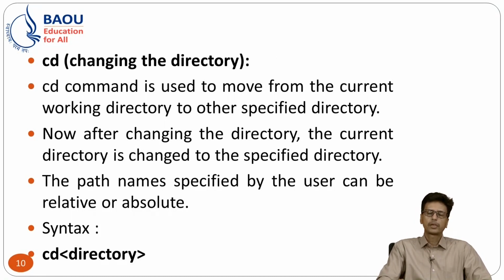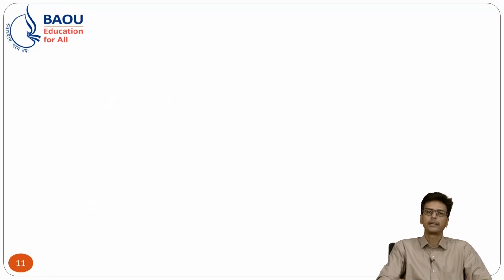Suppose you are currently in directory 1, and inside directory 1 another directory is there, that is subdirectory 1. Now suppose you want to move to that subdirectory, you can directly use that directory name with the cd command, that is the relative path. That means it indicates the current directory.